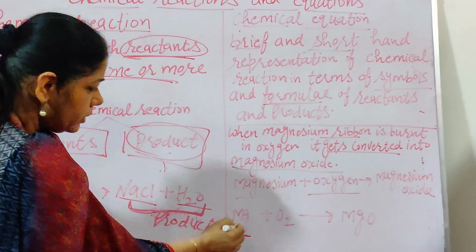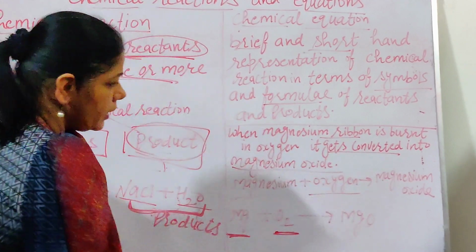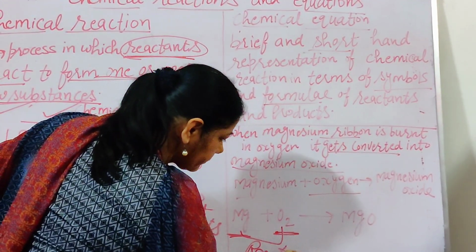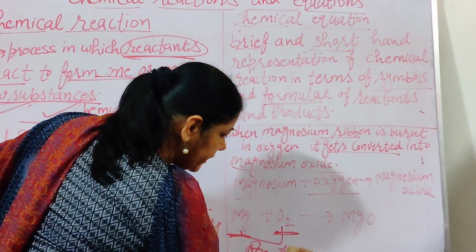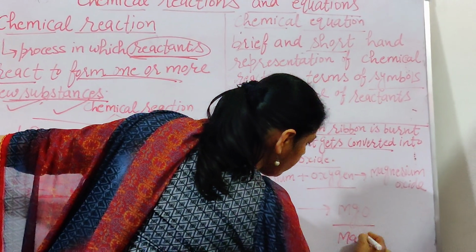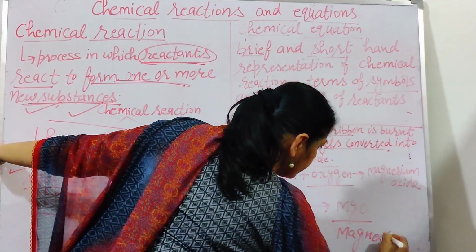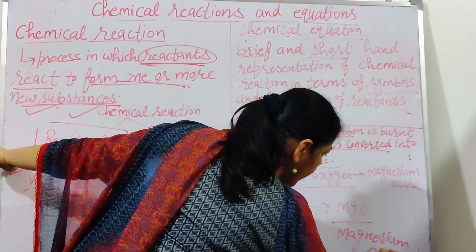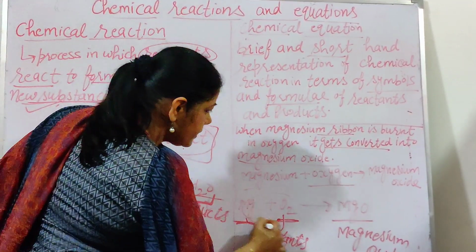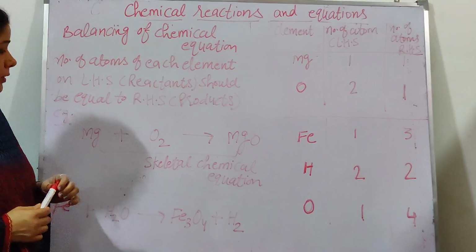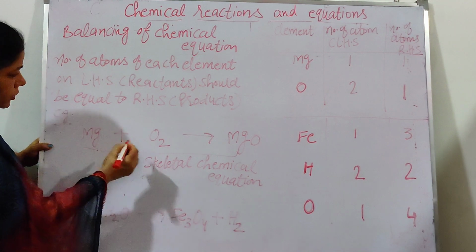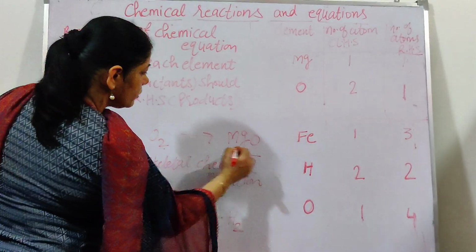I will represent this chemical reaction in the form of symbols and formulas. Magnesium, Mg, oxygen, O2, and when they react, it means these two are reactants, and when they react, they form a new compound that is called magnesium oxide, and its formula is MgO. Now this is a chemical equation. I'll write this chemical reaction equation again. Magnesium plus oxygen gives magnesium oxide.